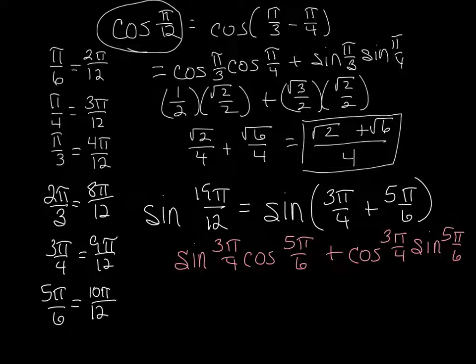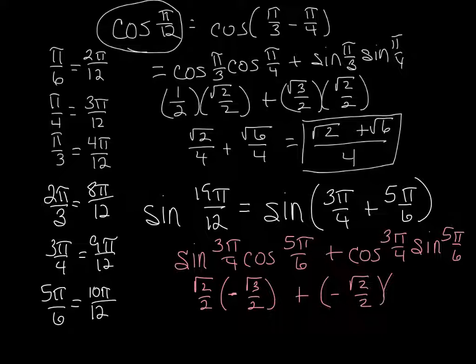Now we know that in quadrant 2 the sine is always positive, so the sine of 3 pi over 4 is the square root of 2 over 2. And the cosine of 5 pi over 6, cosine's negative. The cosine of 5 pi over 6 is going to be a negative square root of 3 over 2 plus a negative square root of 2 over 2 times the sine of 5 pi over 6 is a positive 1/2.